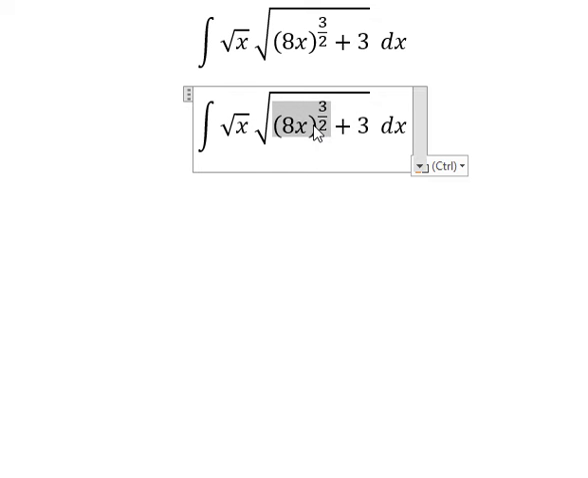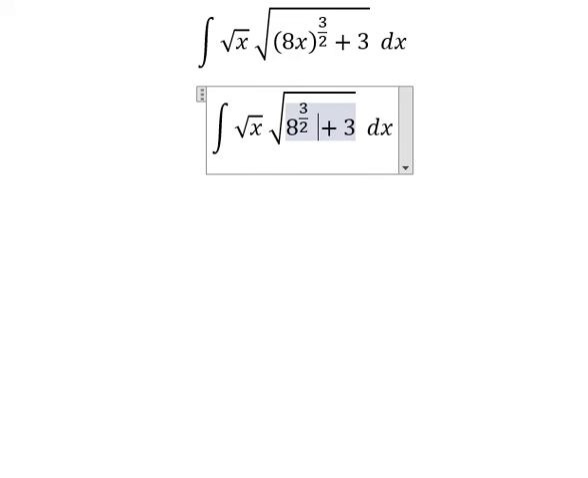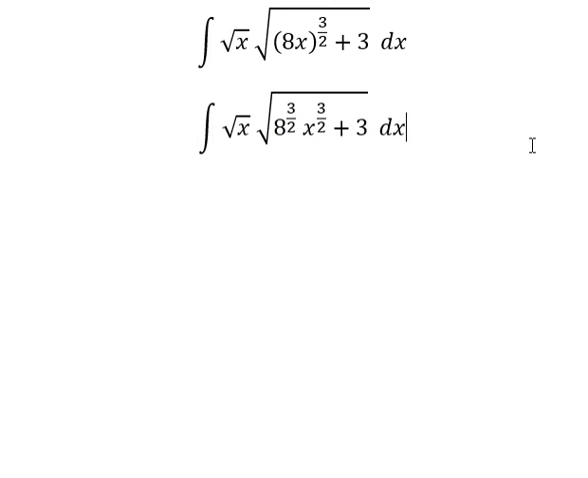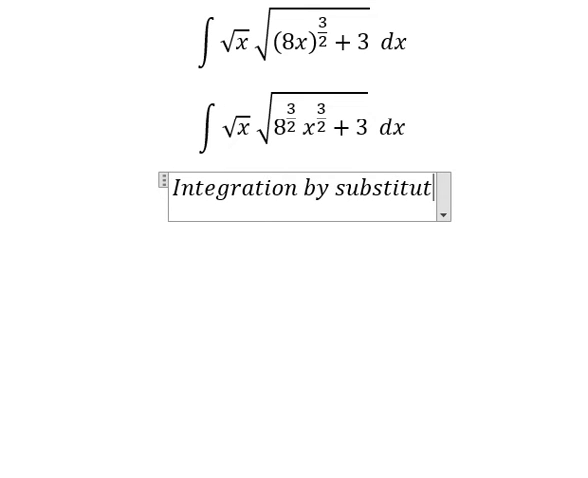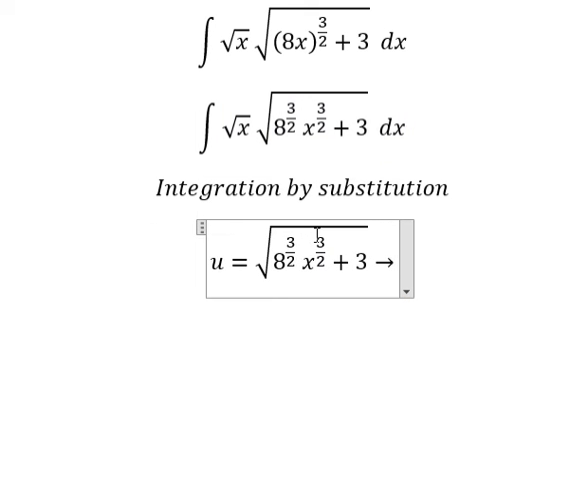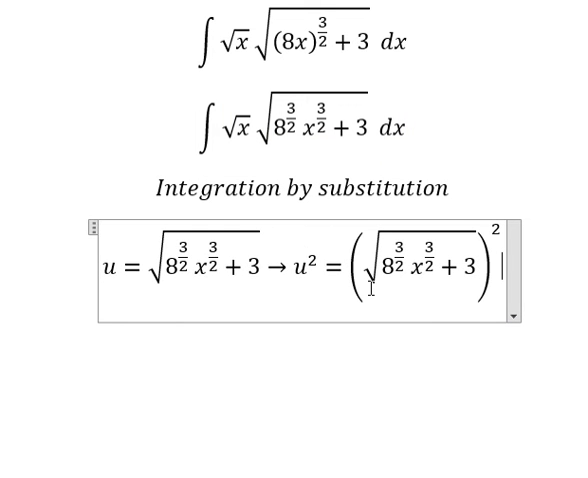For this one, I will put a to the power of 3 over 2 and s to the power of 3 over 2. Next, we need to use integration by substitution. So I will put u equals this one. Then we square both sides because I want to cancel the square root.